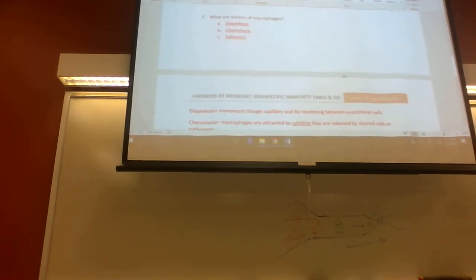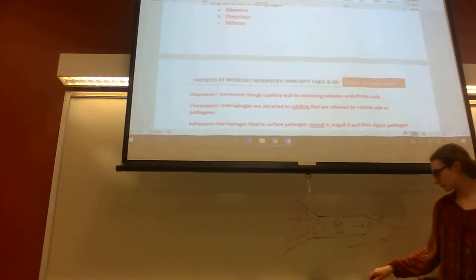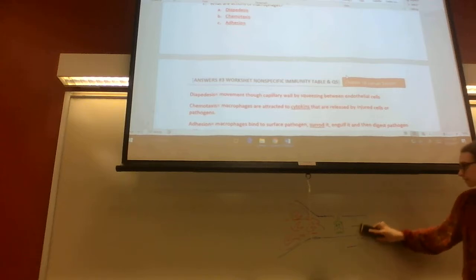So number 1 is now asking about actions of the macrophage. So macrophages are like our Pac-Men, okay? We have diapedesis, chemotaxis, and adhesion. So diapedesis, what is diapedesis?